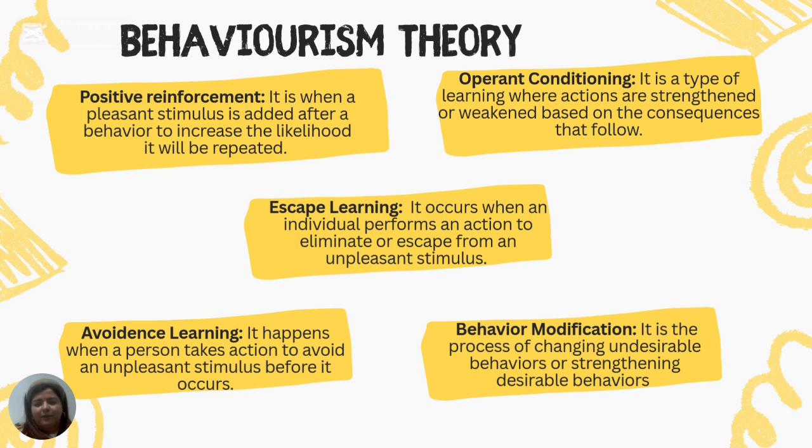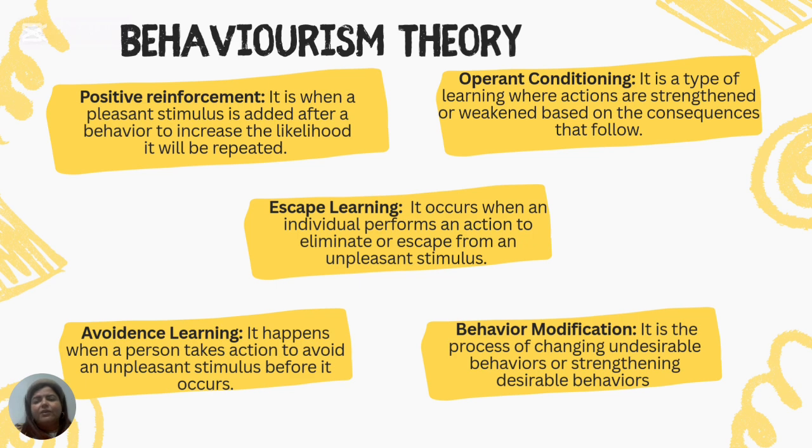within the surrounding environment. The main ideas of Skinner's theory include positive reinforcement. It is when a pleasant stimulus is added after a behavior to increase the likelihood it will be repeated. For example, giving a cookie to a child when he shares his toys. Operant behavior. It is a type of learning where actions are strengthened or weakened based on the consequences that follow. Skinner believed that behavior is operated or controlled through reinforcements or punishments rather than simply responding to external stimulus.